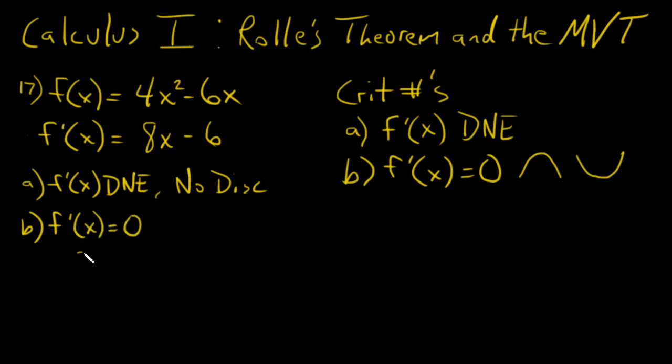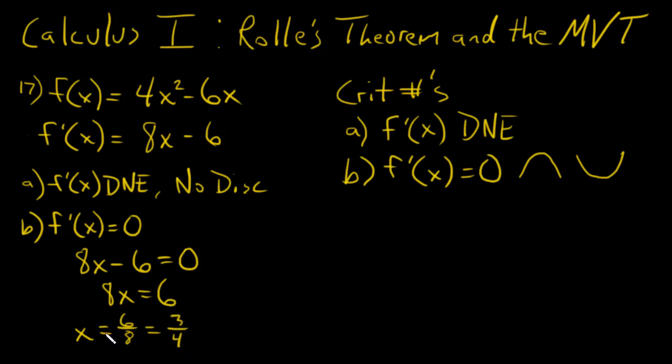Alrighty. What about B? F prime of x equals 0. Well, all I have to do is set the derivative f prime of x equal to 0. So 8x minus 6 equals 0. 8x equals 6. X is equal to 6 over 8, which is equal to 3 over 4. Okay? So for this problem, the critical number is just x equals 3/4. And that is going to correspond to a min or a max. Alrighty? So far so good. Now let's go to the next one.